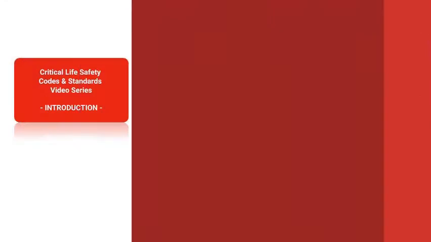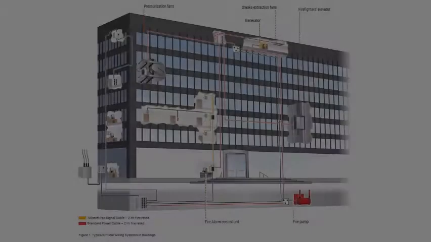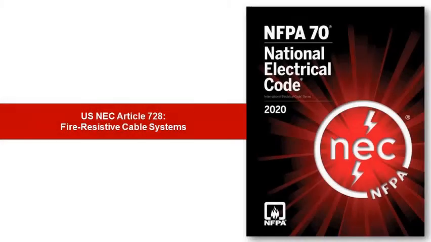nVent PYROTENAX is developing a series of short videos to help explain the most common codes for critical life safety circuits. In previous videos, we discussed Articles 695, 700, and 708. Today we will be discussing a unique code that governs fire-resistive cable systems, NEC Article 728.